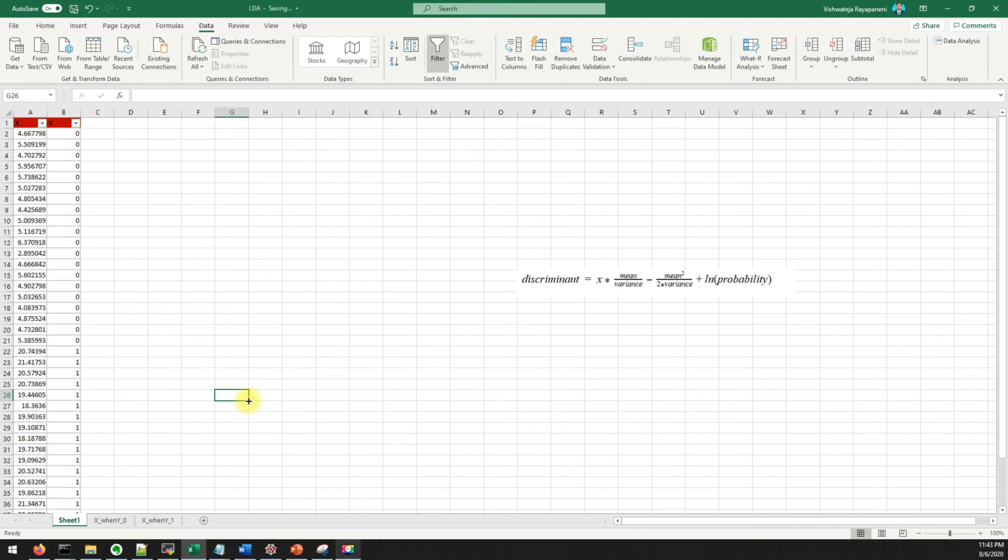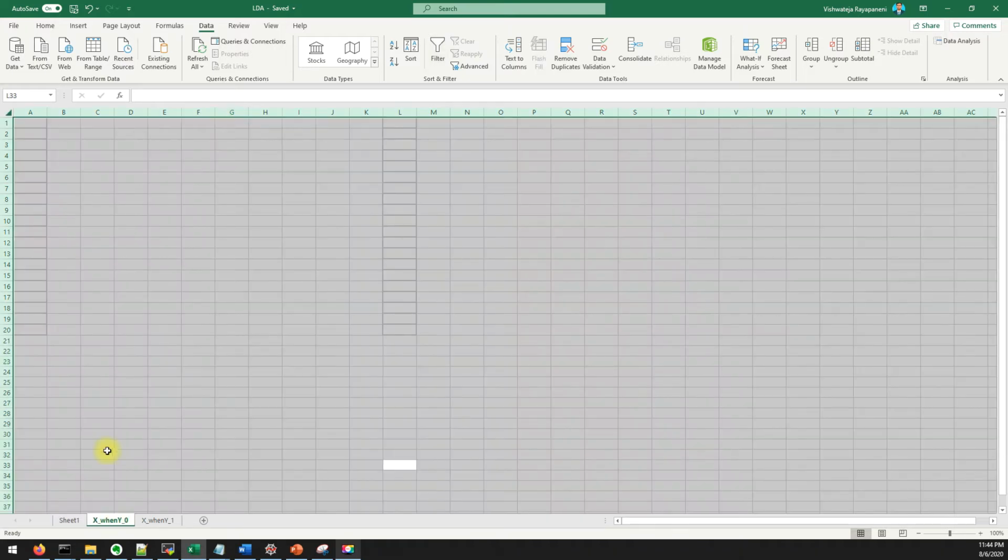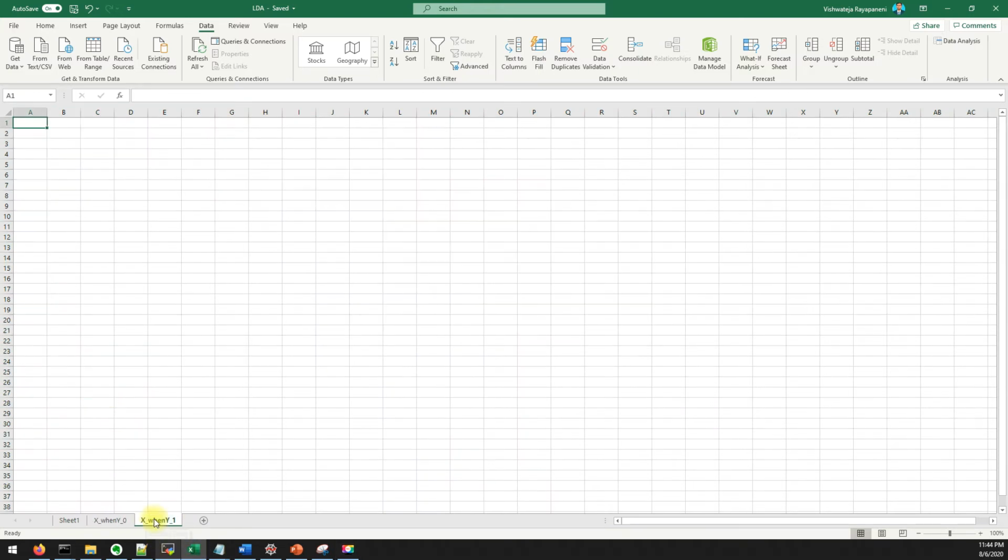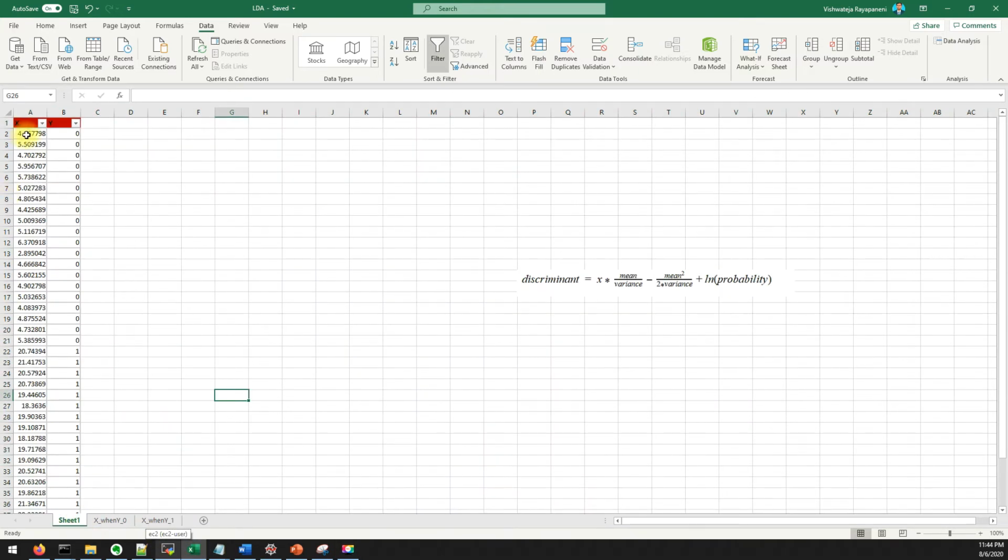In a similar way, I need to find the variance for 0 separately: the variance of x when y equals 0, and the variance of x when y equals 1. Similarly, I need the mean of x when y equals 0 and the mean of x when y equals 1. So first I am copying the data that belongs to class 0.